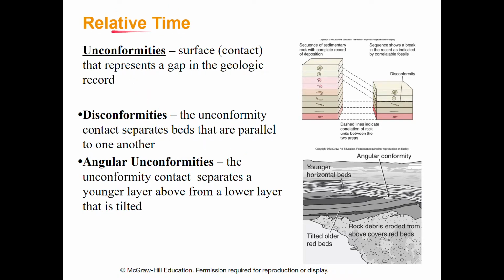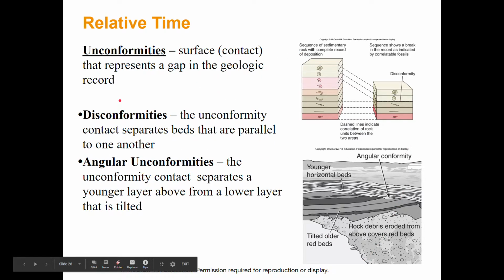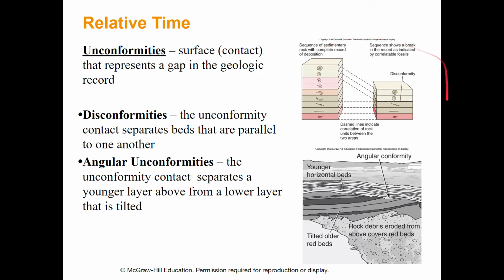So, other things we get with relative time, we have something called unconformities. Without looking at this stuff, I want you to just listen to this. An unconformity is a contact that represents a gap in the geologic record. They're trying to show that here, but let me explain it. Let's say we're in the ocean, on the continent, in shallow water somewhere, and we deposit a sandstone, and we deposit a shale, and then we deposit another sandstone on top of those.